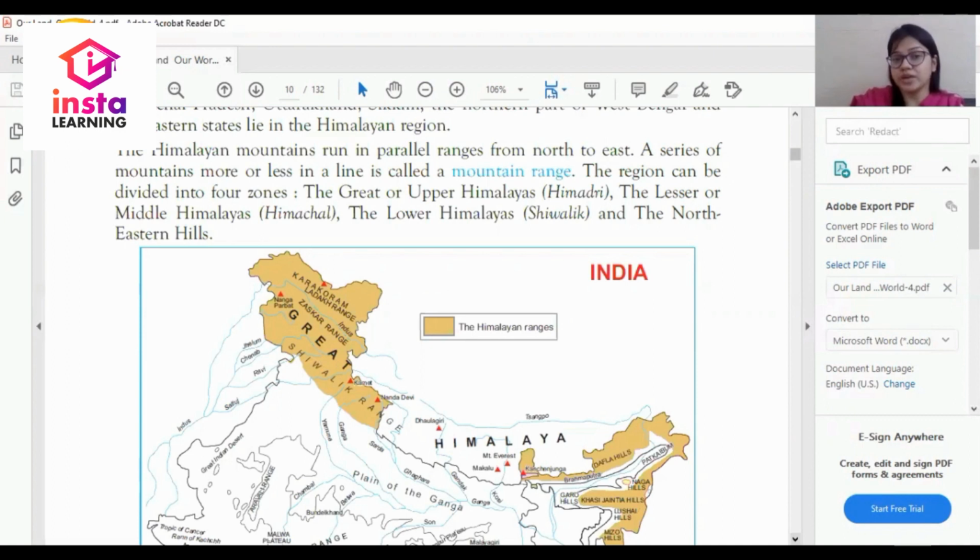These are the Great or Upper Himalayas, also called Himadri, the Lesser or Middle Himalayas, which is called Himachal, the Lower Himalayas, which is called Shivalik, and the northeastern hills. These are the 4 zones. The first one, as I have already described, the second one, the third one and the fourth one. So, dear student, I am removing it.